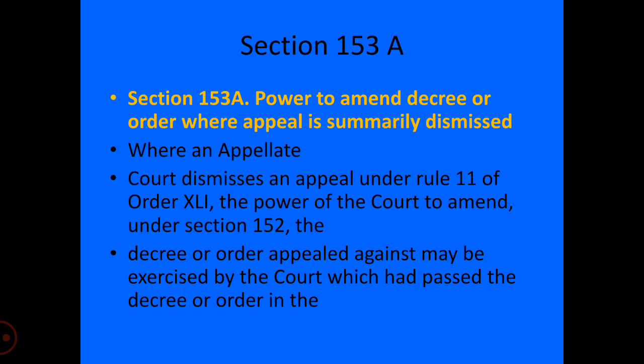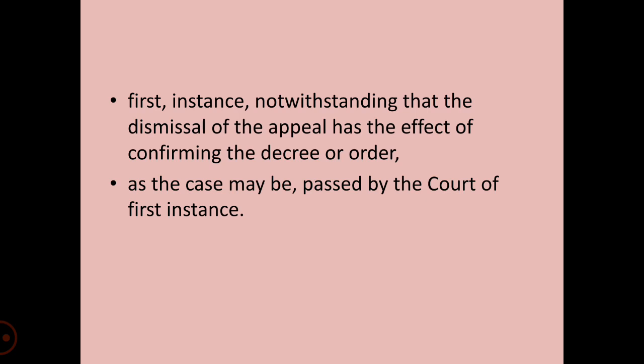Section 153A, power to amend decree or order where appeal is summarily dismissed. Where the appeal is dismissed summarily, as per Section 152, the amendment of judgments, decrees, or orders in respect of any clerical error or arithmetical error occurring on account of any accidental slip or omission shall be made by the court on its own motion or on an application made by the parties. In that manner, when an appellate court dismisses an appeal under Rule 11 of Order 41, the power of the court to amend under Section 152 the decree or the order appealed against may be exercised by the court which had passed the decree or order in the first instance, notwithstanding that the dismissal of the appeal has the effect of confirming the decree or the order passed by the court at the first instance.